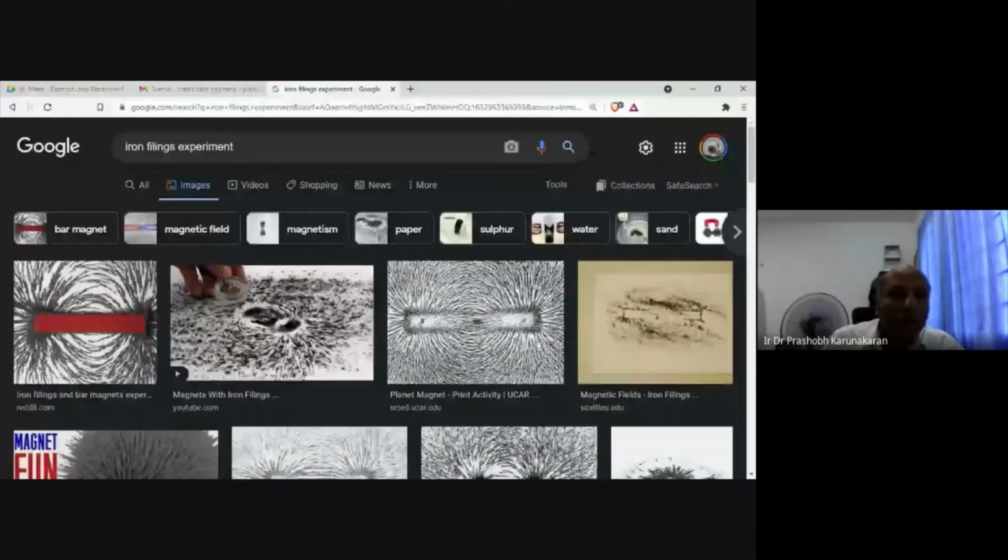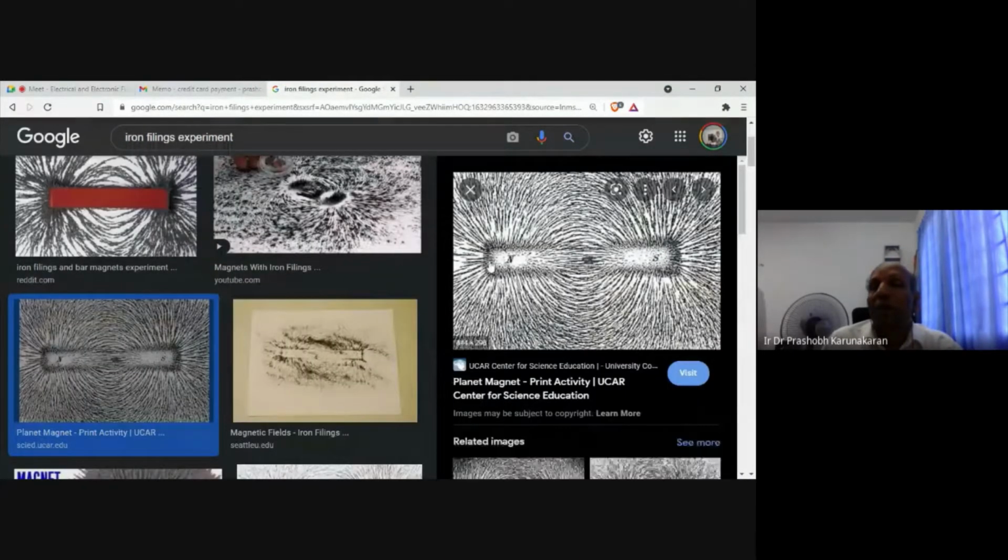Okay, this is how it looks like. You put a magnet, you can see the field lines. You put a magnet below a piece of paper, and then when you put the iron filings, that means the dust from when you cut a piece of iron, you will have this. So these lines are the field lines.